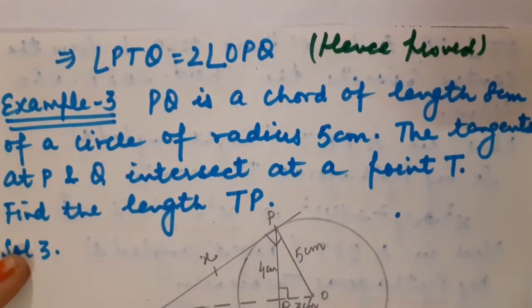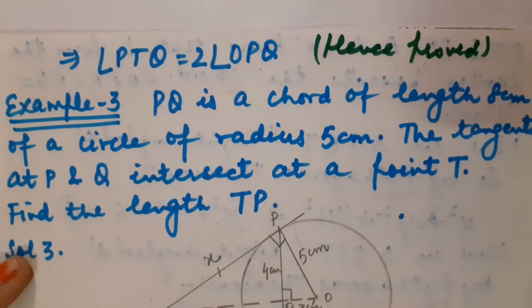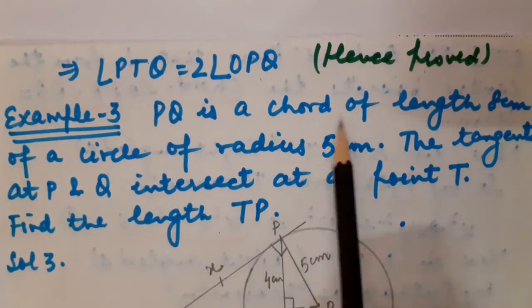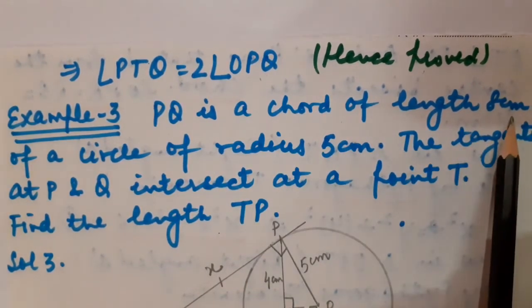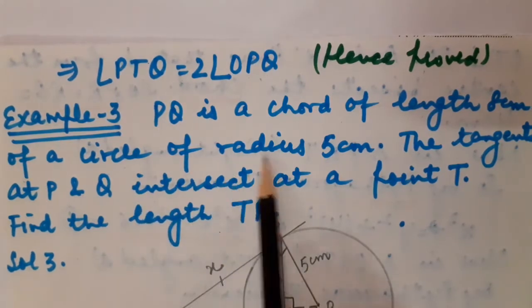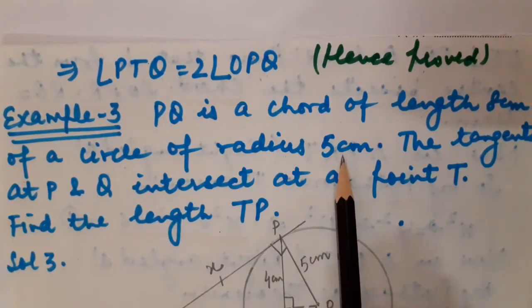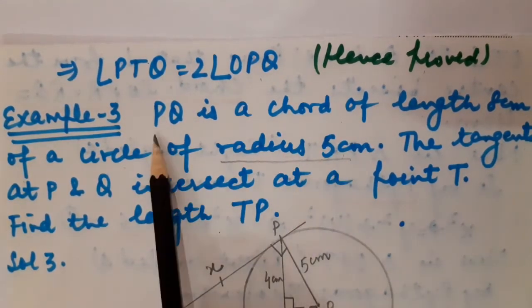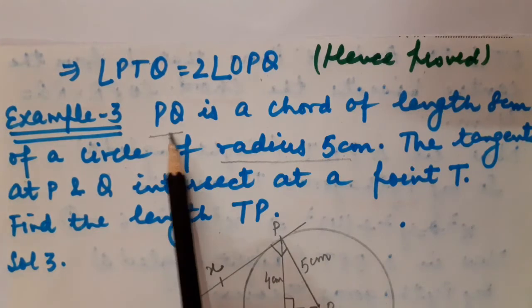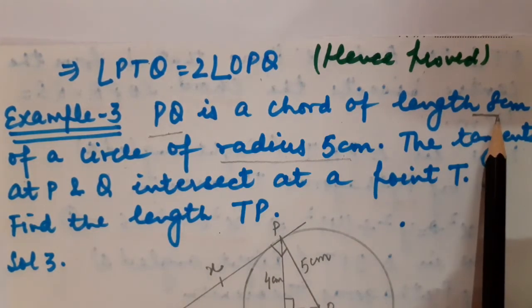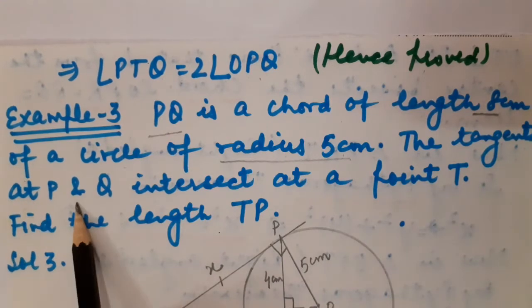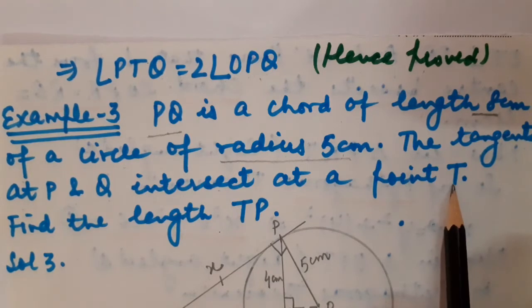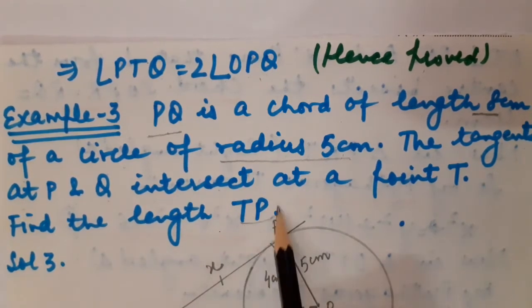Fine. Now let us switch to example number 3. What is its statement? Example 3 is: PQ is the chord of length 8 centimeter of a circle of radius 5 centimeter. Means you will be having a circle given whose radius is 5 centimeter, and that circle is having a chord whose name is PQ, and what is its length? That is 8 centimeter. The tangents at P and Q intersect at a point T. So we will have to calculate the length TP.